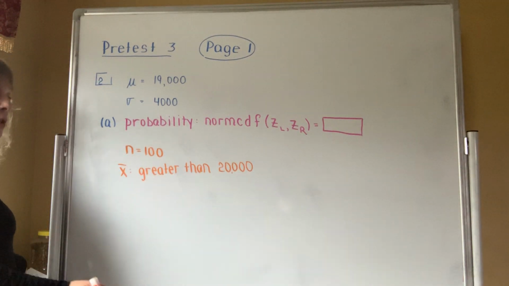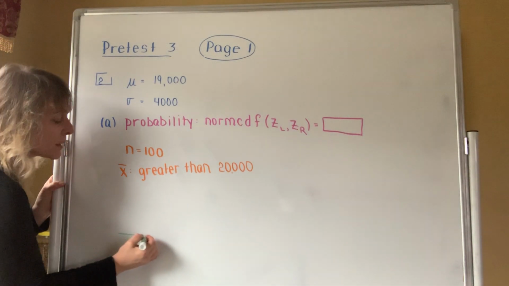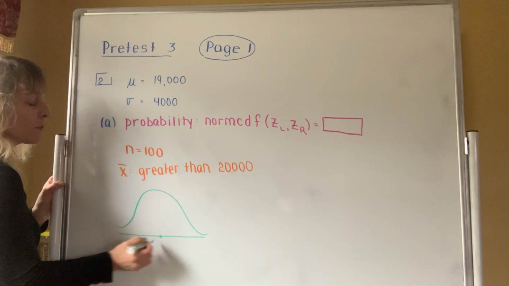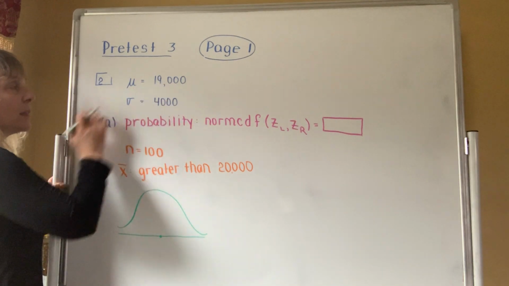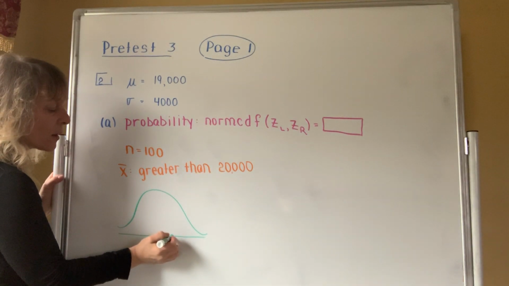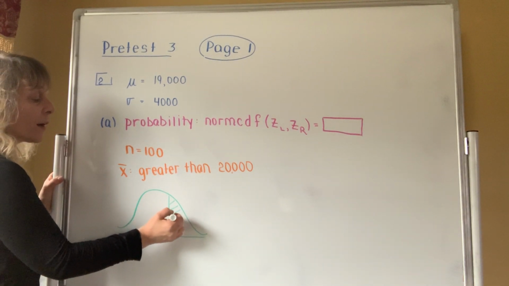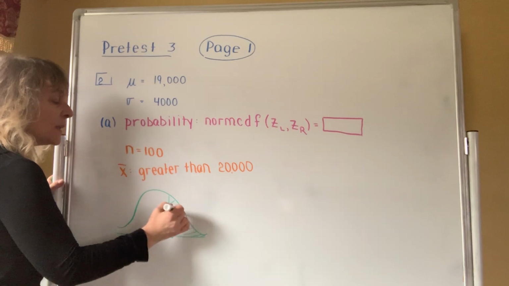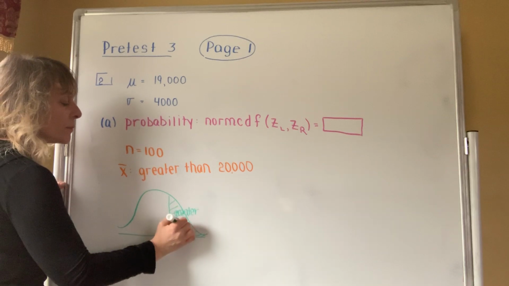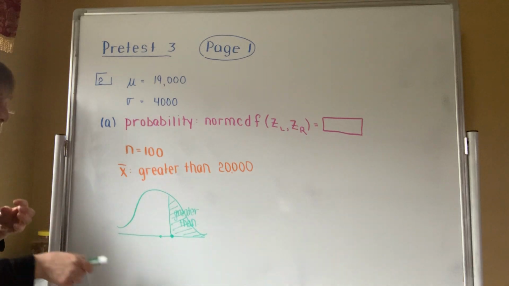Okay, so now you know what to do. You got to draw your normal curve and start labeling stuff. So here is my normal curve. A z-score of 0 is right here, and that does correspond to the 19,000. So in reference to that, where is 20,000? Well, that would be on the right-hand side. And if I want greater than 20,000, I want this over. So this is the side that is greater than. It is my job to calculate what that z-score is.